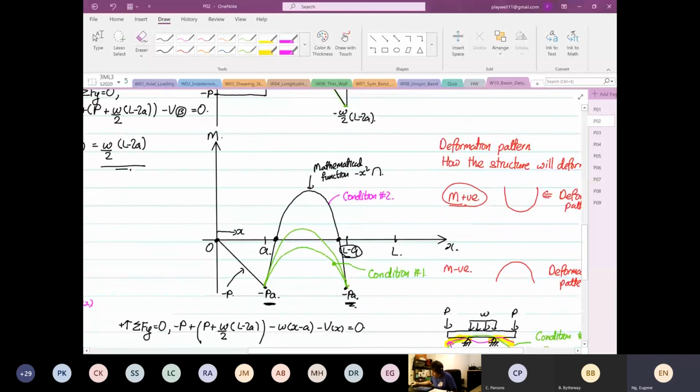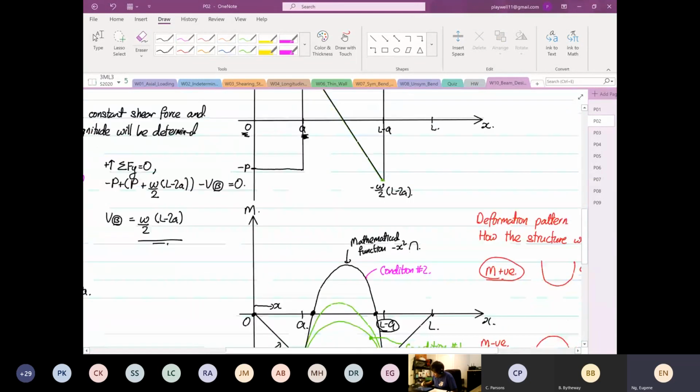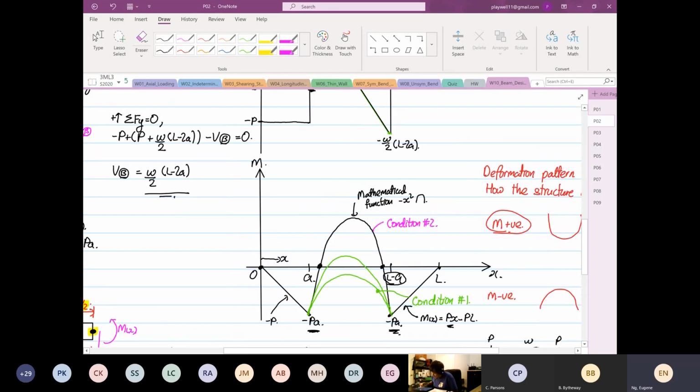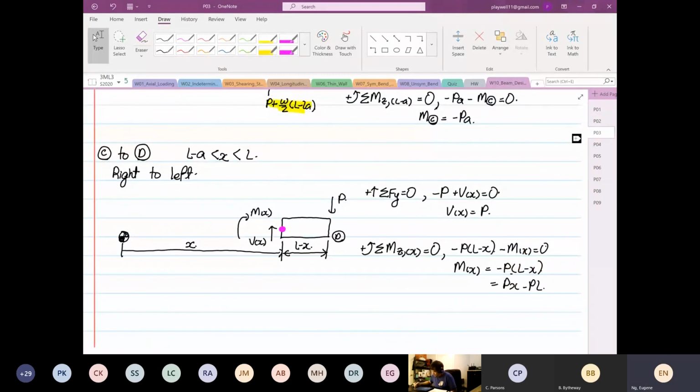So from here, we know that this is our shear force diagram. Over here, this function is equal to Px minus PL. Okay, so it's positive slope. When x equal to L, the whole thing is equal to 0. This way it ends up here. Okay, so we have that. All right, and then finally, the last point. Any questions? It's okay so far, right?